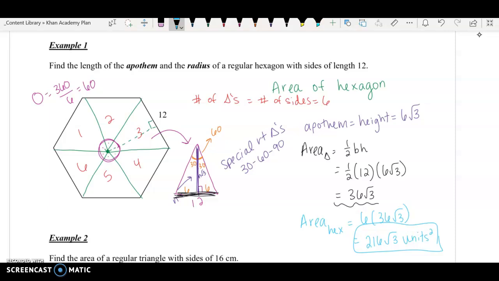Now, not all of these problems are going to be this complex. I think this is like the hardest version of what you'd be able to see. So you might need to use 30, 60, 90 triangles. You might need to use 45, 45, 90 triangles. So make sure that you have a reference of those special right triangles. And I could probably write that down on one of our sheets that you have today.